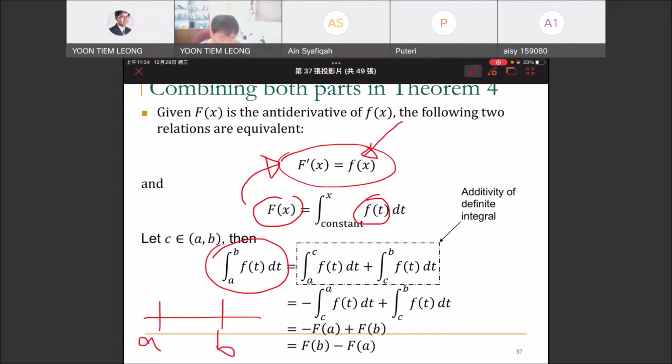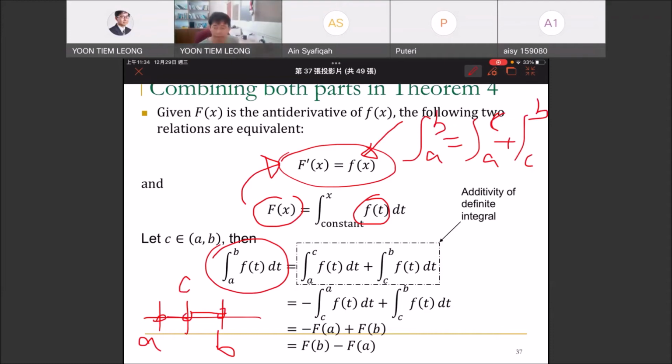So from the previous theorem, specifically the additivity rules of definite integrals, it says if you have an integration from a to b, this is the same as integration from a to c plus c to b, where you just split the integration from a to b into two parts. You go from a to c and go from c to b. It's just like you go from Penang to KL, you go to Ipoh, and then you go from Ipoh to KL. So the whole journey from Penang to KL is the same as you go from Penang to Ipoh and from Ipoh to KL. Right? It's just the same thing.